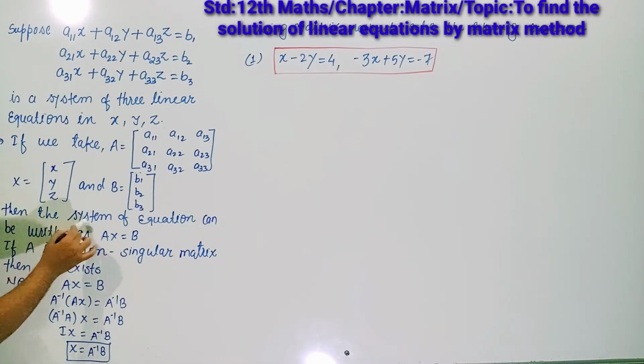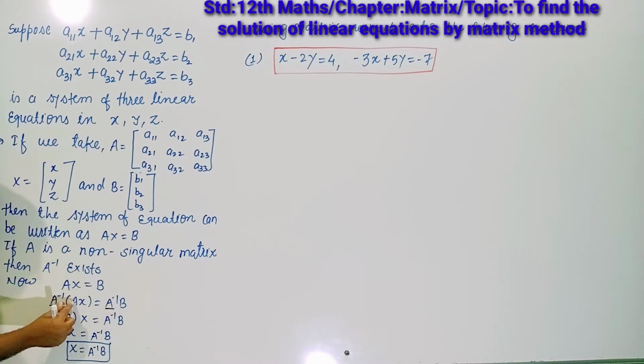So the system of equations can be written as AX = B. If A is a non-singular matrix, then A inverse exists. This is A, this is X and this is B: AX = B. Multiplying both sides by A inverse, taking the combination of A inverse and A, with X the variable matrix, and the same on the other side, A inverse into B. We know that A inverse into A is always the identity matrix, so IX = A inverse B. So X = A inverse B.